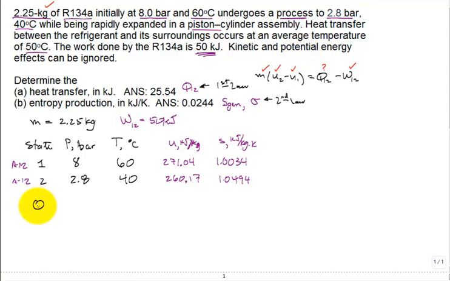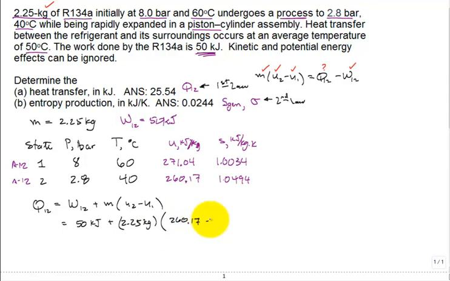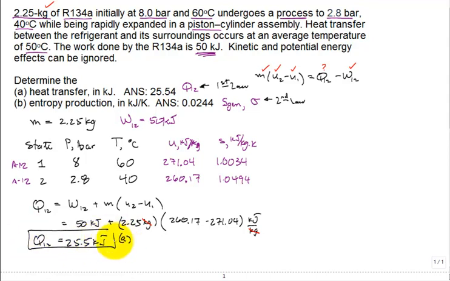Okay, so we were able to get these properties. So we can solve for Q 1 to 2 is equal to the work 1 to 2 plus the mass times U2 minus U1. So we'll put in our 50 kilojoules plus 2.25 kilograms times 260.17 minus 271.04 units of kilojoules per kilogram. The kilograms cancel. We're left with units of kilojoule, and the heat transfer during the process comes in at 25.5 kilojoule. That's the answer for part A.